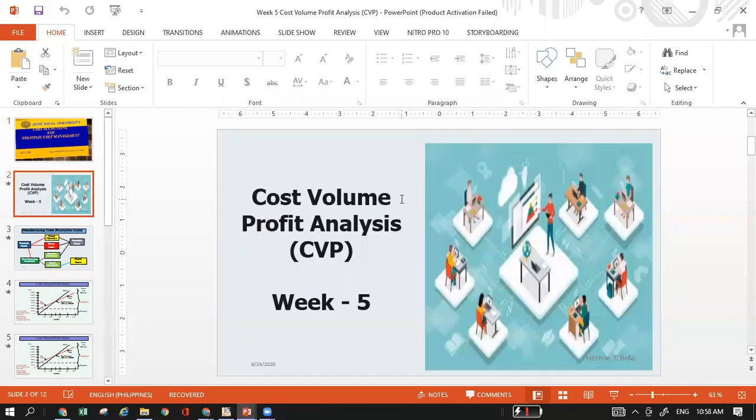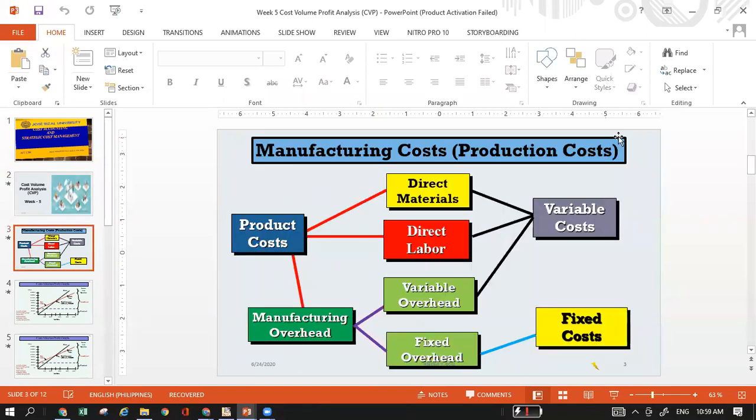Week 5 is for cost volume profit analysis. Our manufacturing cost includes your product cost, which are your direct material, direct labor, and manufacturing overhead. In manufacturing overhead, you have your variable overhead and your fixed overhead. So what are your variable costs? Your direct material, direct labor, and your variable overhead. And your fixed cost is your fixed overhead.